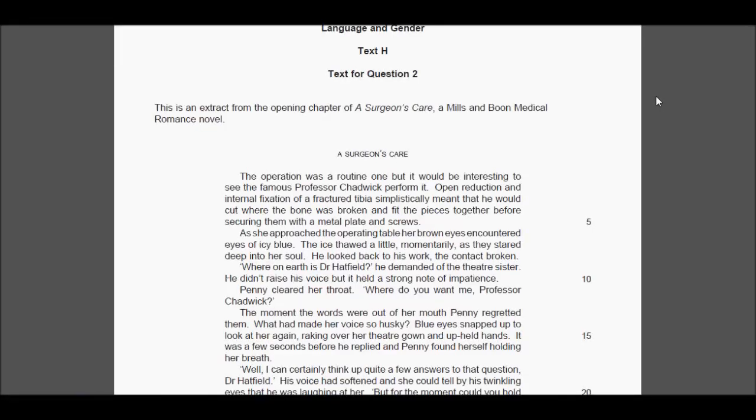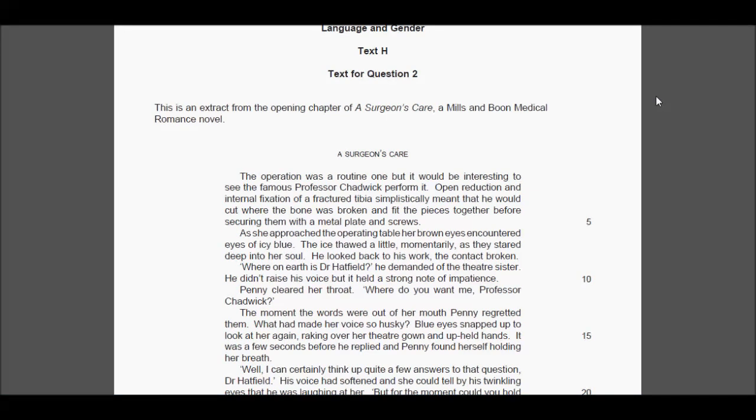So this is the question. It's the second half of the paper and it's worth 48 marks. You're being tested on two different assessment objectives, AO2, which is looking at meaning and concepts and theorists, and AO3, which is how well you apply the context of the extract.